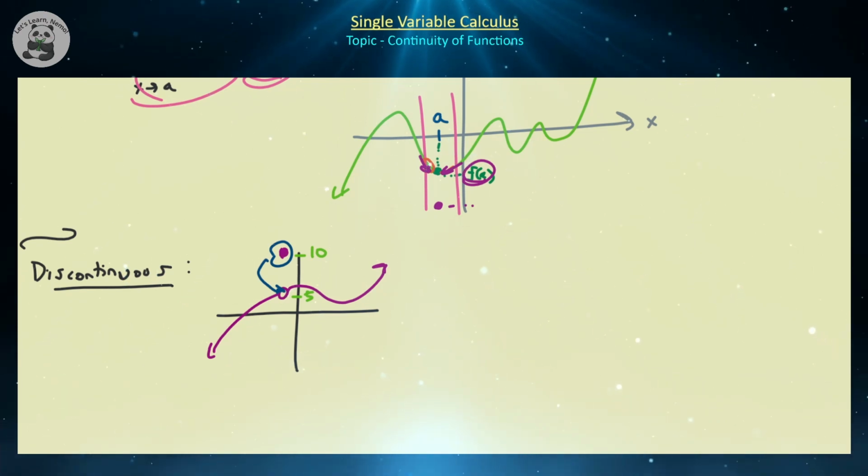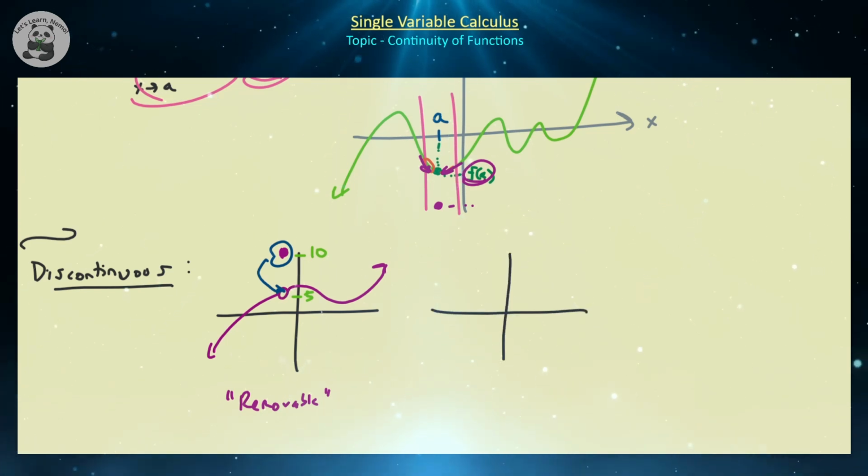So this discontinuity type is often referred to as a removable discontinuity. Of course, removable discontinuities are not the only types of discontinuities.